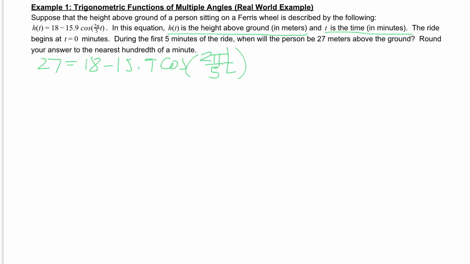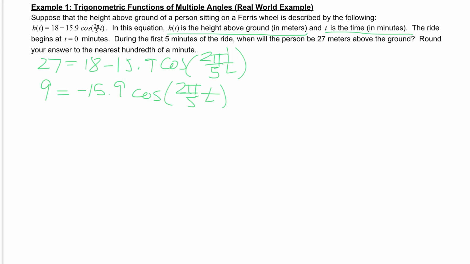What we need to do now, if we notice that the t is within our cosine, we need to isolate the cosine function. To do that, we'll start by subtracting 18 from both sides. If I subtract 18 from both sides, I get 9 equal to negative 15.9 times the cosine of 2 pi over 5 times t. Be very careful that you don't subtract these two numbers first because you can't. This 15.9 is attached to the cosine. These are not like terms, so we cannot subtract them.